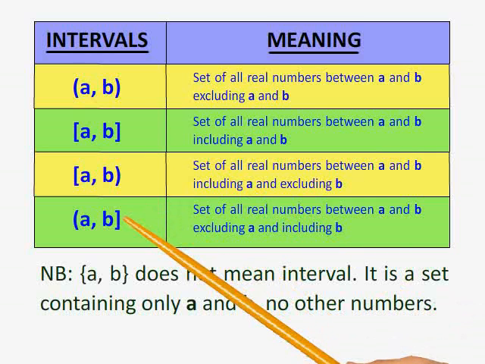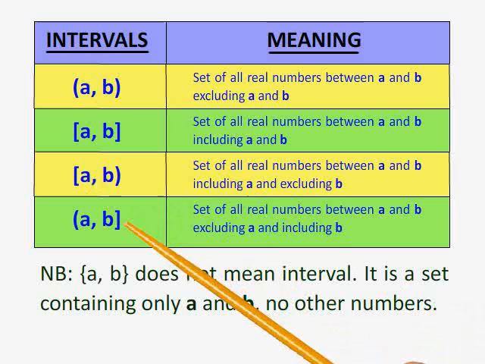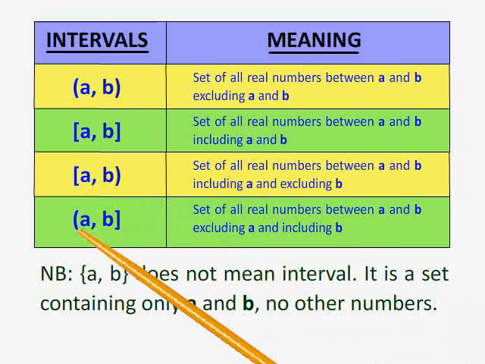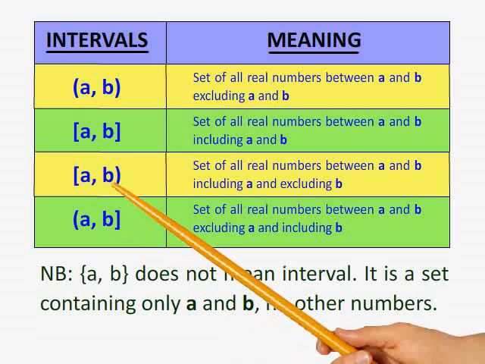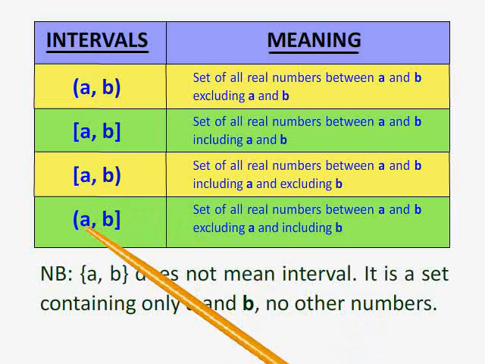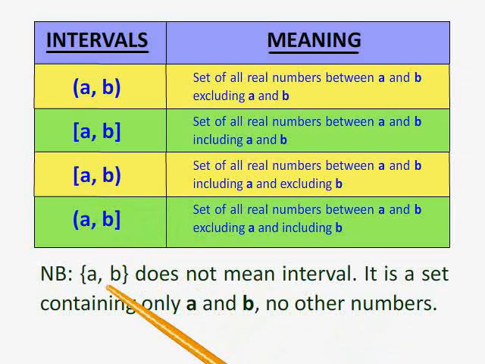These intervals have a square bracket on one side and parenthesis on the other side. This means it is a set comprising of all real numbers between a and b, including the number written beside the square bracket, but excluding the number written beside the parenthesis. If there are braces, then this does not mean any interval. Braces mean that this is a set containing only these two numbers and no other numbers.